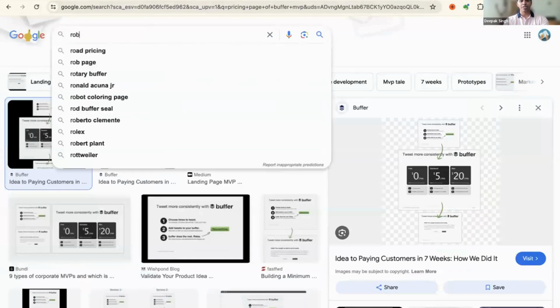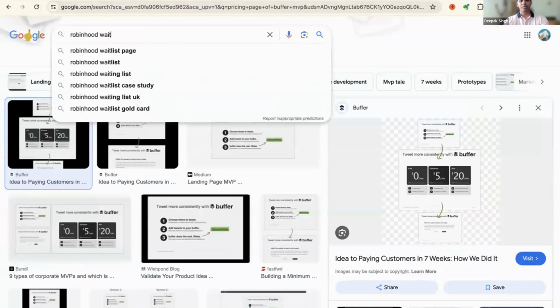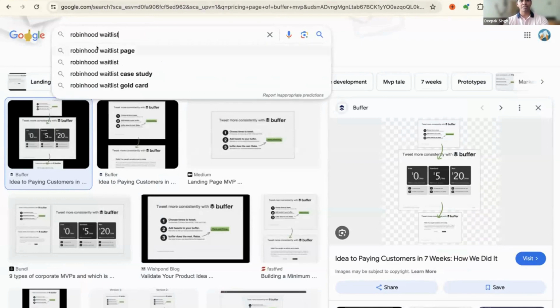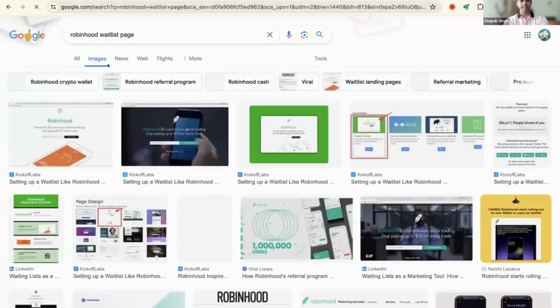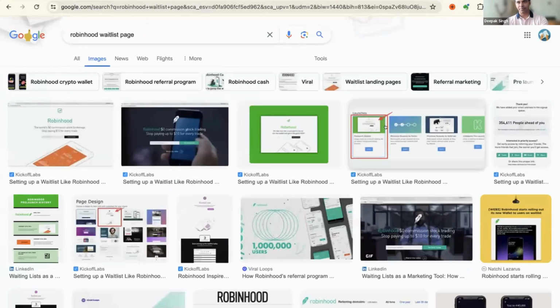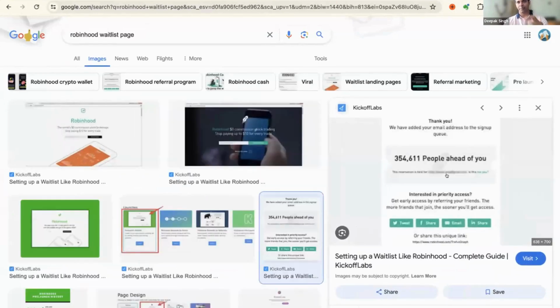So again, the Robinhood waitlist is another terrific case study. See, we have added your email address to the sign up queue, 354K people ahead of you. Interested in priority access? Get early access by referring your friends, right? So they built virality within the MVP, which is super hard to build.